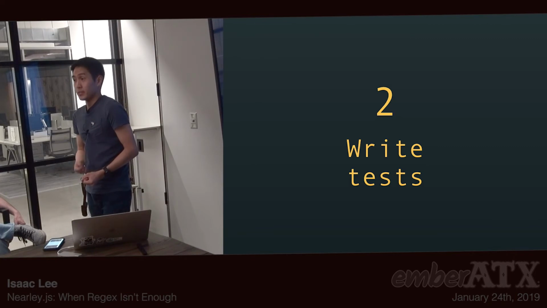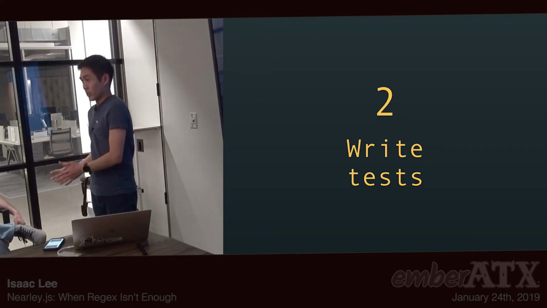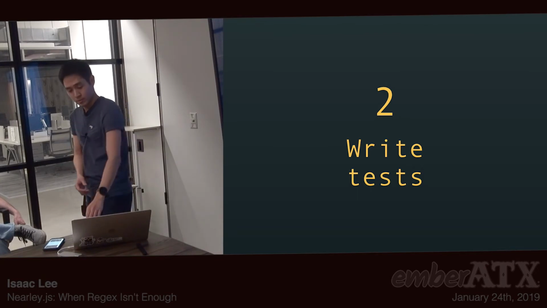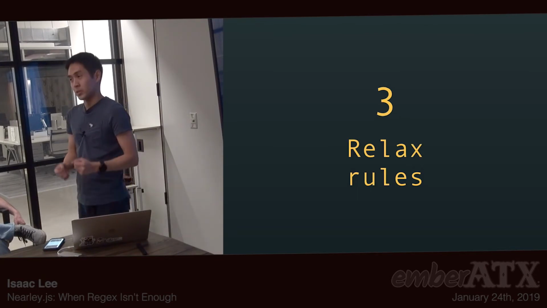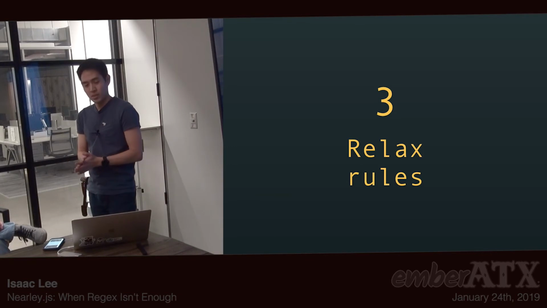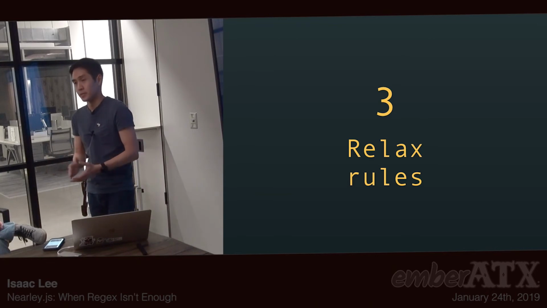The second step is to write the tests. So once you've written the rules correctly, write tests for them to make sure that your grammar is correct. Then what you might consider is to try to relax the rules. So this might involve allowing white spaces. It might allow more filter types, more operator types, if you will, just in case they make a mistake and you want to allow them, right?